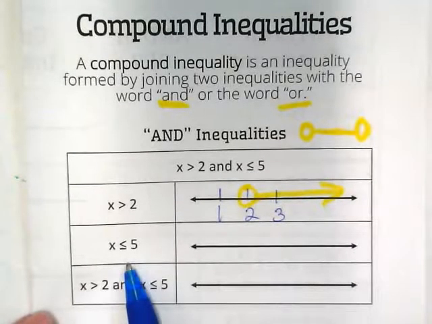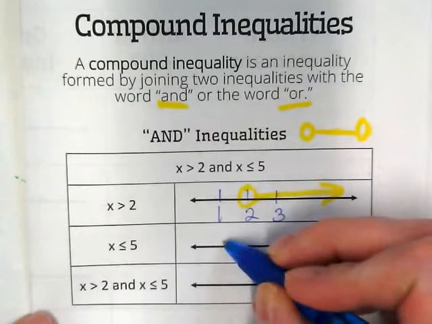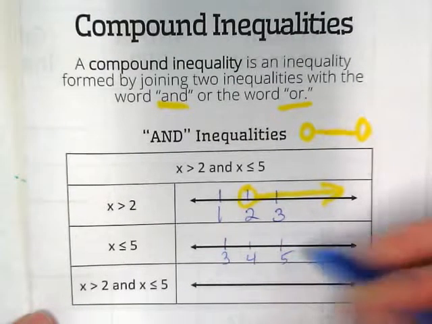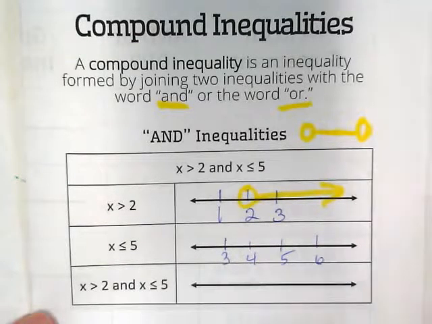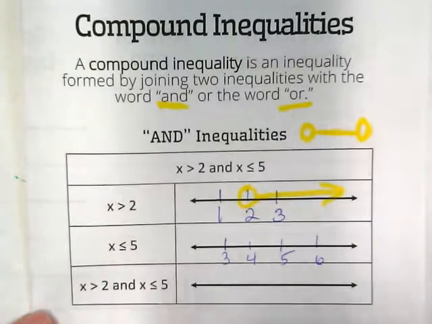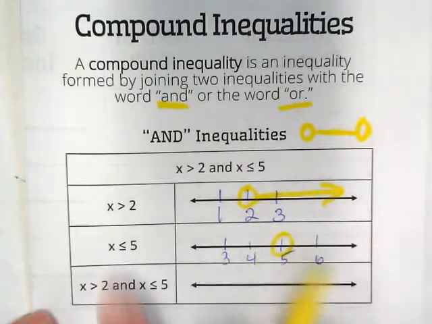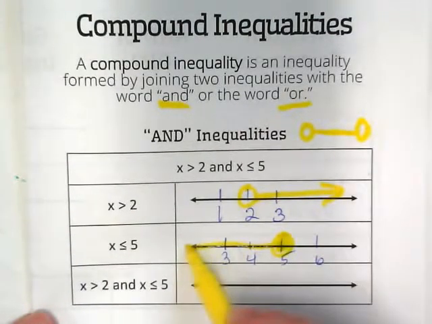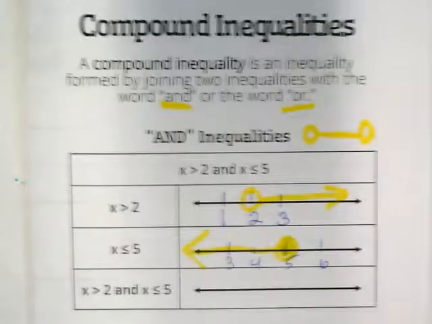Our next is X is less than or equal to 5. So let's do 3, 4, 5, 6. It's less than or equal to 5, so we're going to circle 5, fill it in, and it goes to the left. It's two separate inequalities.